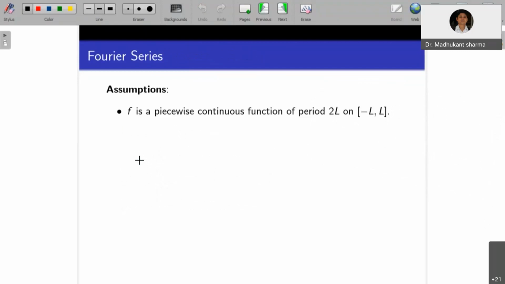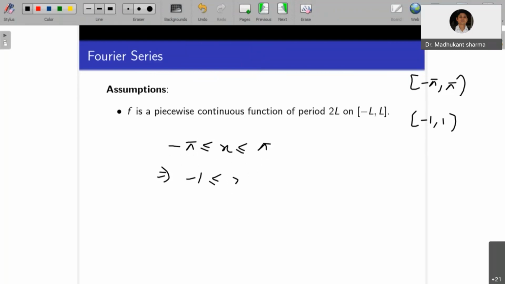So now, if you wish to move, instead of the interval minus pi to pi, suppose you have the interval minus 1 to 1, how to move? That's very interesting. You can look at some little tricky thing: minus pi less than or equal to x less than or equal to pi. This is the domain. Because pi is a non-zero quantity, you can divide, so this implies -1 less than or equal to x by pi less than or equal to 1.